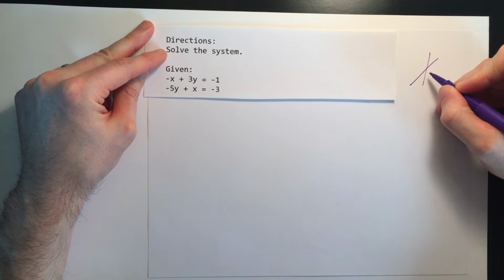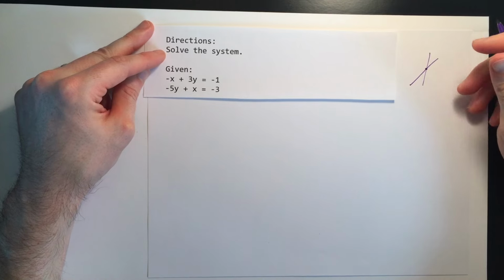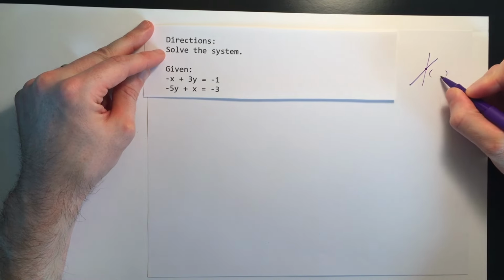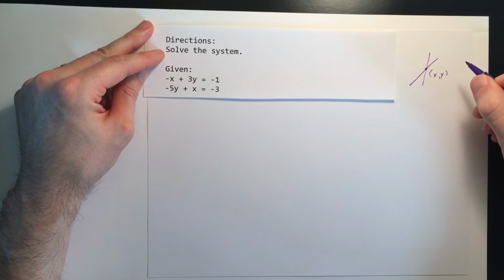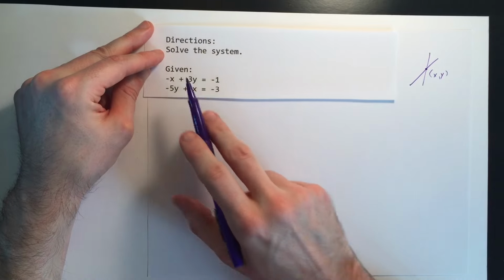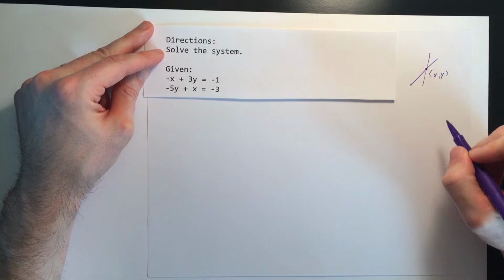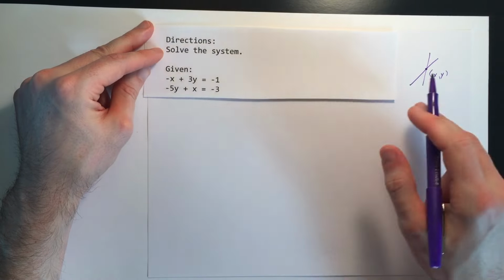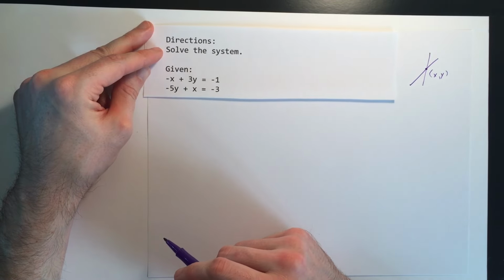And many times, two straight lines will cross each other at one single point, and that point has coordinates in the form x comma y, and that is the solution to the system. So solve the system means find the x and y values at the point where two lines cross, where the lines were generated by these equations.